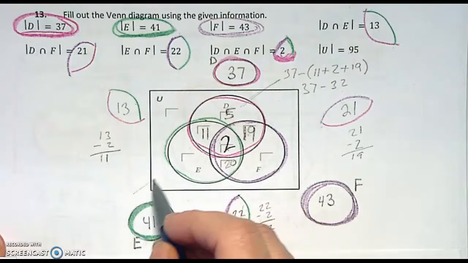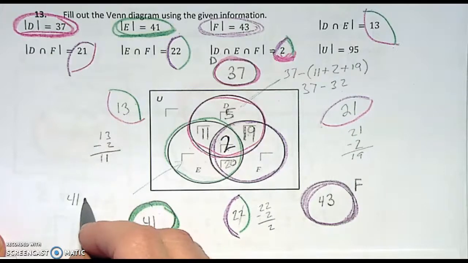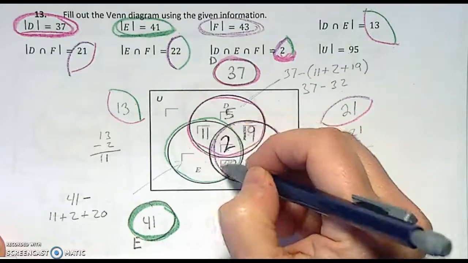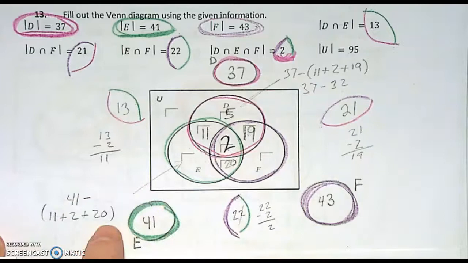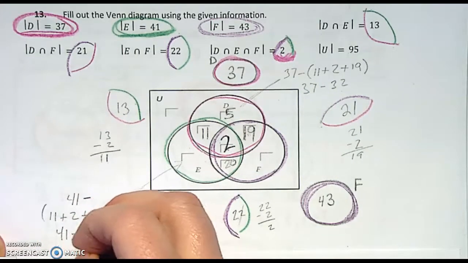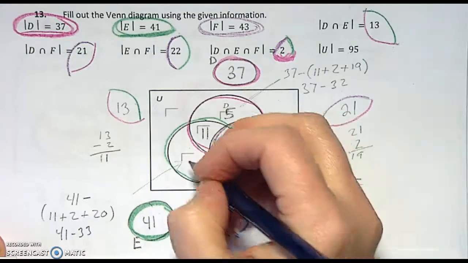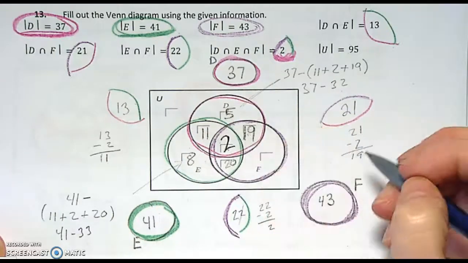Okay, we're going to do the same things here. To get this place right here, you've got 41 minus the 11 plus the 2 plus the 20. 11, 2, and 20 are here, so how many are just there? So 41 minus 20, 31, 33. 41 minus 33. So that's 8. We're going to put that there. And then here, same kind of technique.